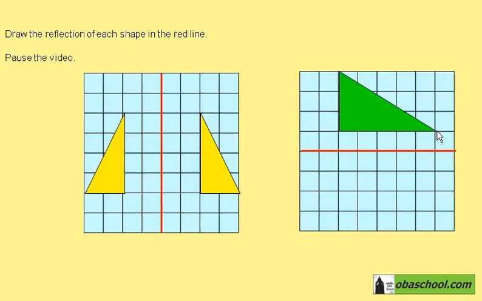For this one here, this corner goes 1 square, and so does this one, and this one needs to go 4 squares. So it's going to look like this, perfectly symmetrical.